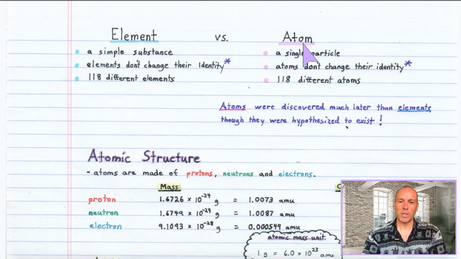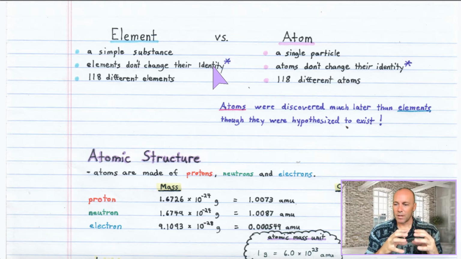First, let's recall what we did in our previous lecture when we compared elements and atoms. Elements are the simple substances that matter is composed of, and which all matter can eventually be broken down into. Elements don't like to change their identity. You cannot just change a chunk of iron into gold, or copper into silver or carbon into oxygen.